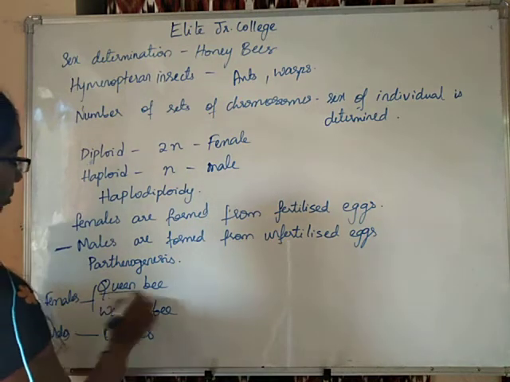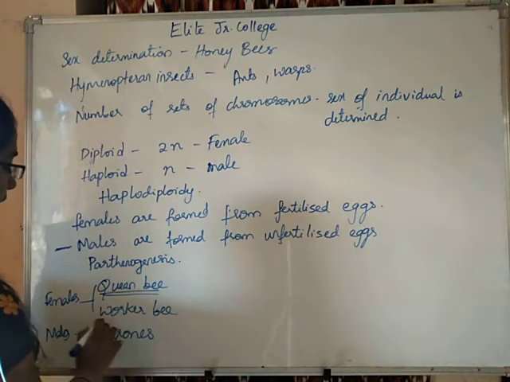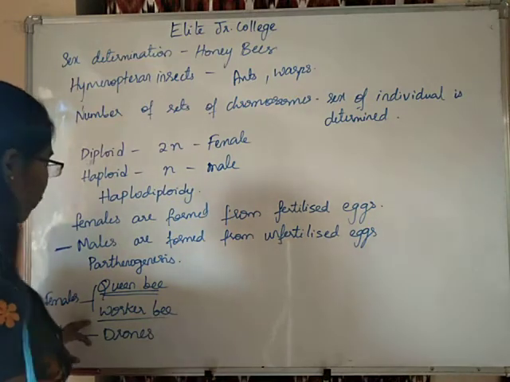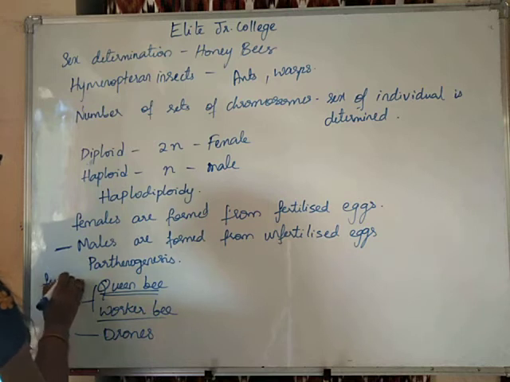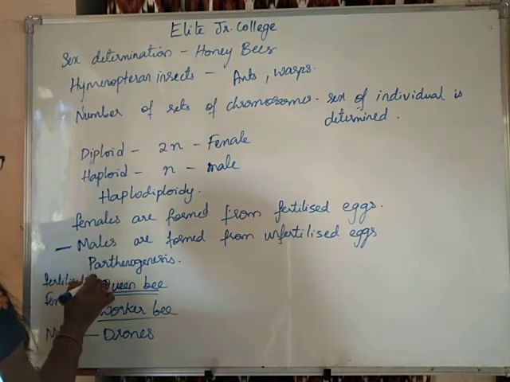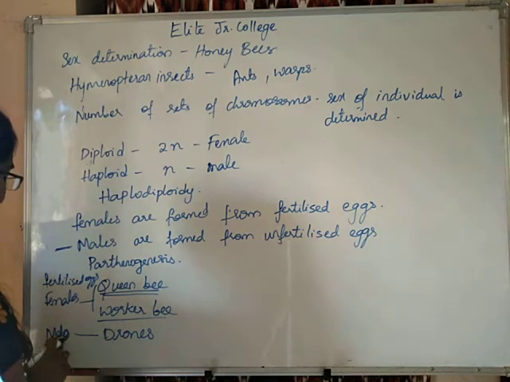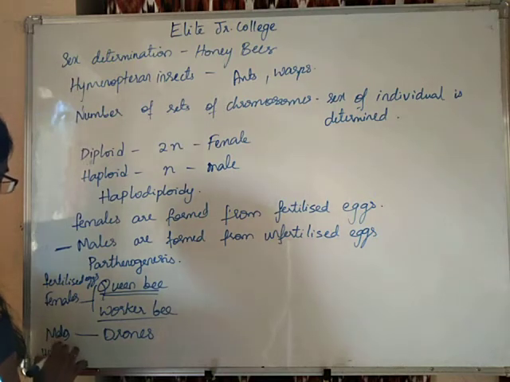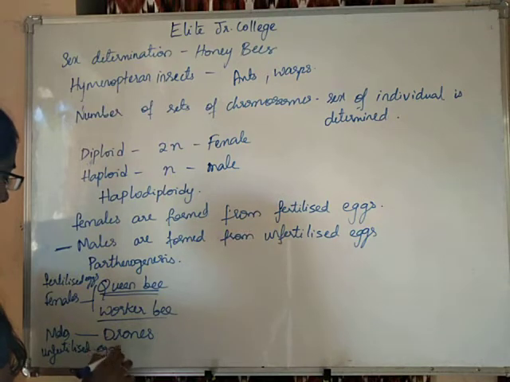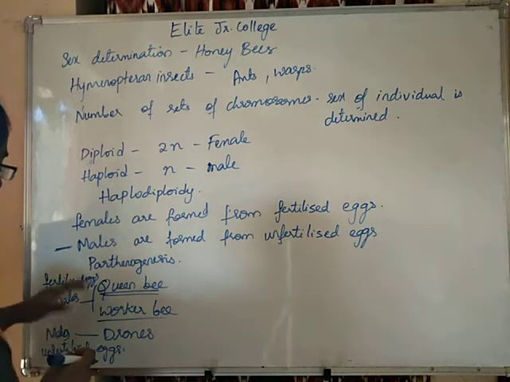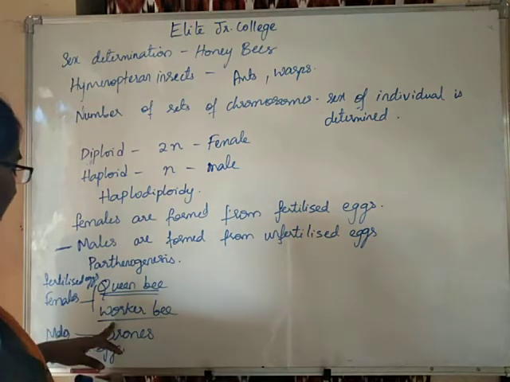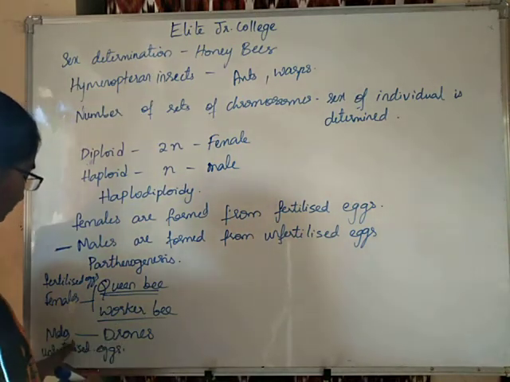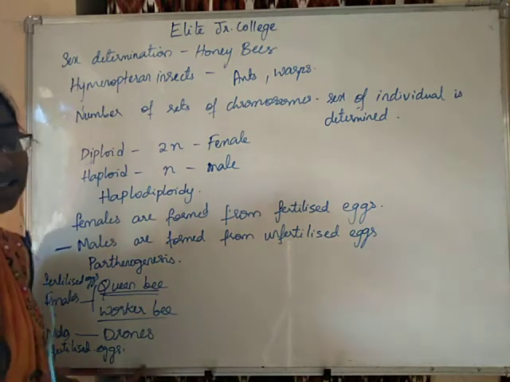The queen bee and worker bees are females, so these are formed from the fertilized eggs. Whereas the drones are males, so these are formed from the unfertilized eggs. Females are formed from fertilized eggs, that means queen and worker bees are formed from the fertilized eggs. The drones, that is the males, are formed from the unfertilized eggs.